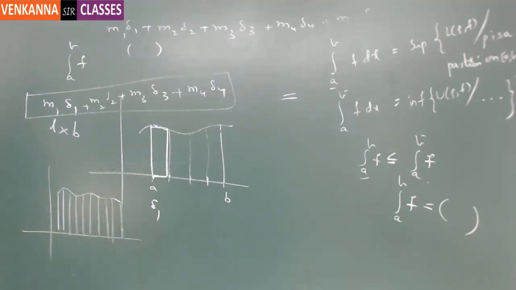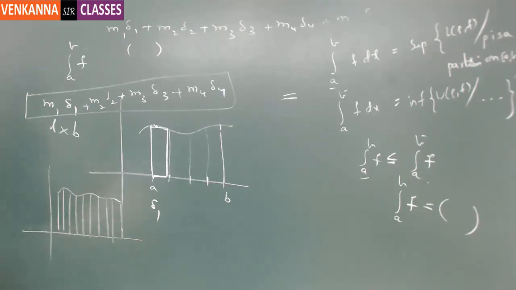Here also, I am taking the same path like m1 delta 1 plus m2 delta 2 plus so on plus mn delta n, if I have taken n subintervals. Here also I am going to get the area of the region by means of summing up the rectangular areas. Accepted?